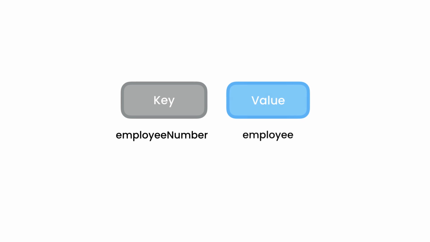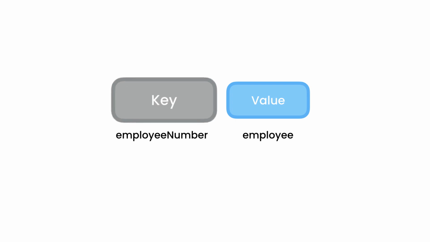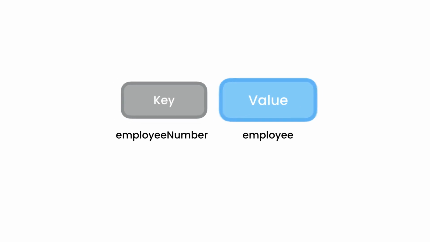At a very high level, we use hash tables to store key value pairs. Let's say we want to store a list of employees and be able to quickly look up an employee by their employee number. Since every employee has a unique employee number, we can use this number as a key and the employee object as the value.